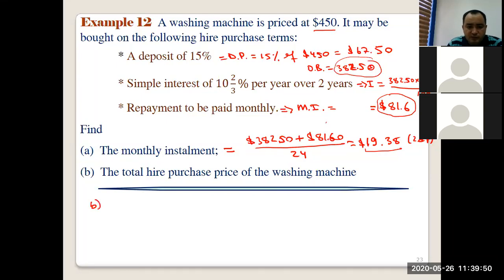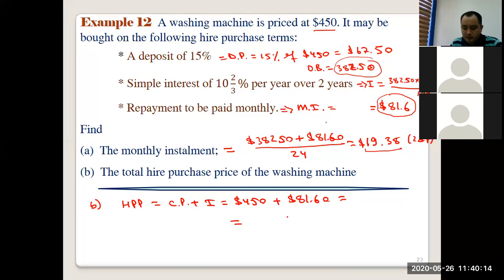So the total hire purchase price of the washing machine. For question B, total hire purchase price is just cash price plus that interest. Cash price is $450, right? And the interest additionally we are paying is 81.60, which is equal to 450 plus 81.6, which is equal to 531.60. Okay.